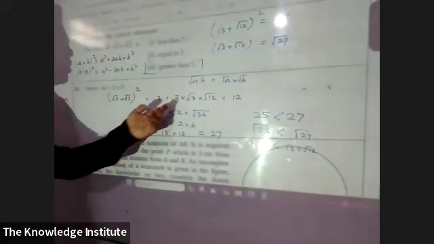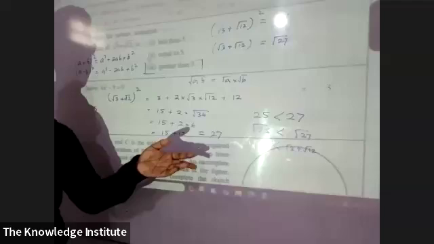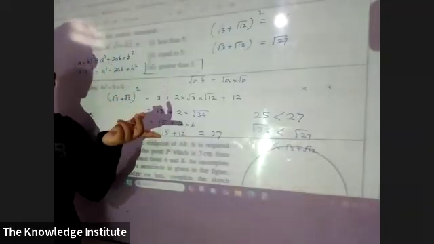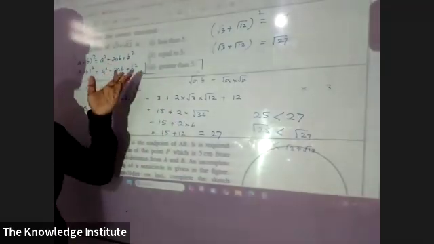If in case you don't know the square root of 3 in the exam, then this is the method you should do. But if you know the square root of 3, which is 1.73, right, then that way you can get the value very easily.